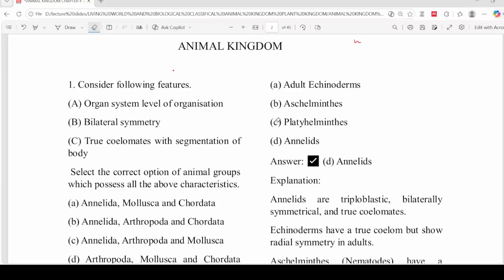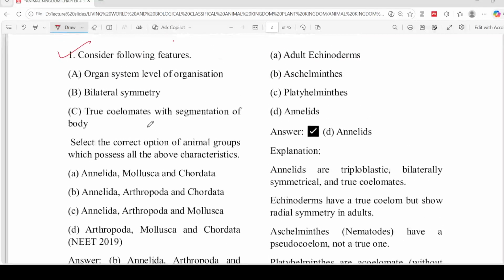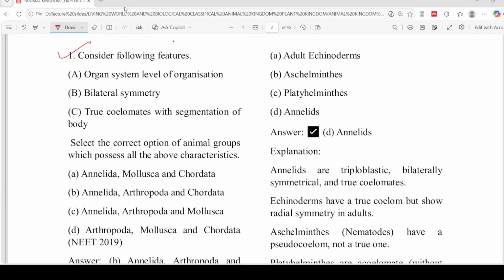Today I am going to discuss MCQs on the animal kingdom. So let's start with the first question. The first question is, consider the following features.